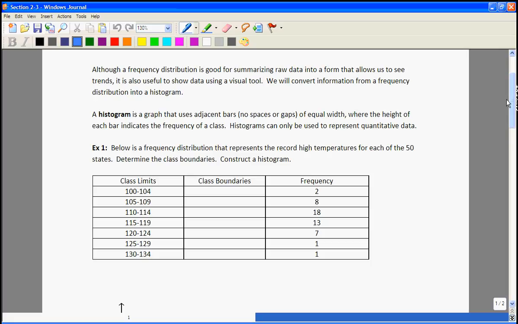And here in example 1, we have a frequency distribution that represents the record high temperatures for each of the 50 states. Determine the class boundaries, construct a histogram. So the raw data has already been organized into a frequency distribution for us. But because our bars touch, we need to find the class boundaries to eliminate that gap between the classes. So remember, we go a little bit outside the class to find those class boundaries.